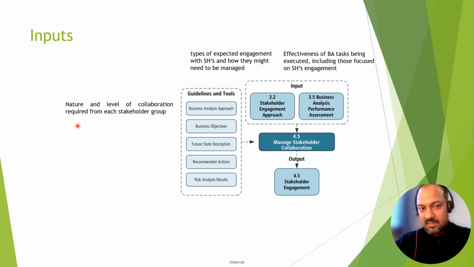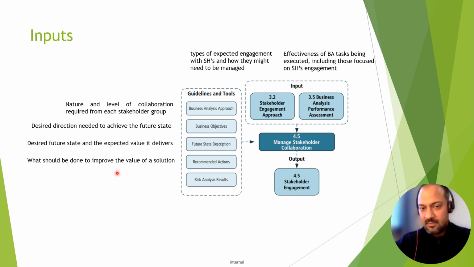Then business analysis approach. From there we get the nature and level of collaboration required from each stakeholder group. Then business objective, the desired direction needed to achieve the future state. Future state description, it's a desired future state and the expected value it delivers. Recommended actions, what should be done to improve the value of a solution.